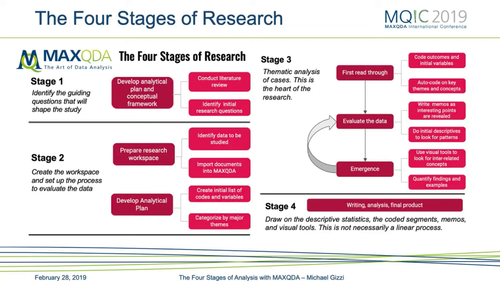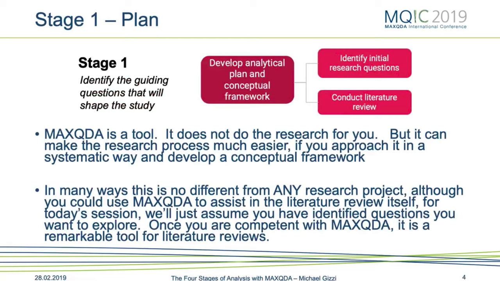So the first step, MAXQDA is a tool. It does not do the research for you. It's not automated. It can make the research process much easier if you approach it in a systematic way and develop a conceptual framework for how to move forward. And for me, that's what this is about. The first stage of a research project is no different if it's quantitative or if it's qualitative. You have a topic. You have a question. That question needs to turn into a research question. There needs to be a thesis. There needs to be a hypothesis. You have to do that thing called the literature review.